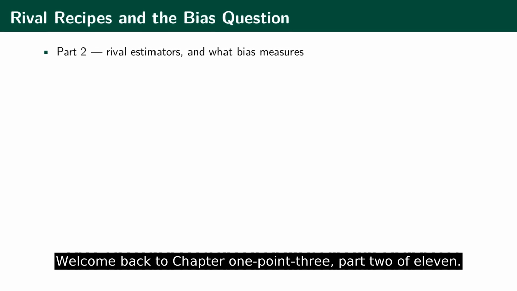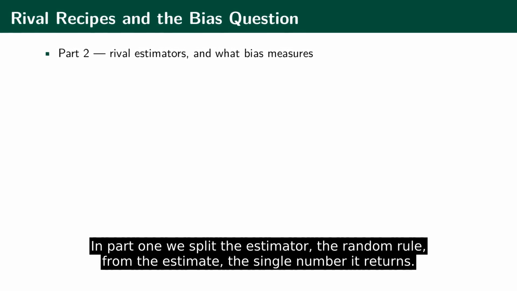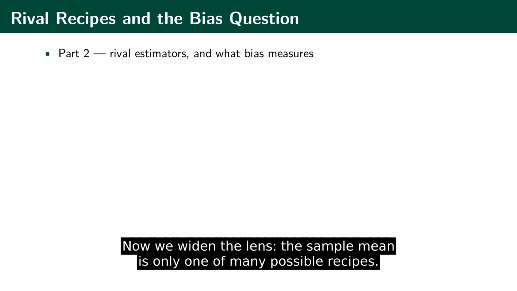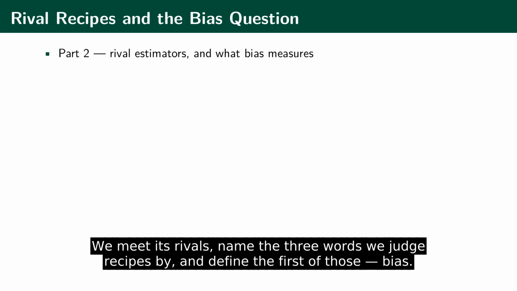Welcome back to Chapter 1.3, Part 2 of 11. In Part 1, we split the estimator, the random rule, from the estimate, the single number it returns. Now, we widen the lens. The sample mean is only one of many possible recipes. We meet its rivals, name the three words we judge recipes by, and define the first of those, bias.